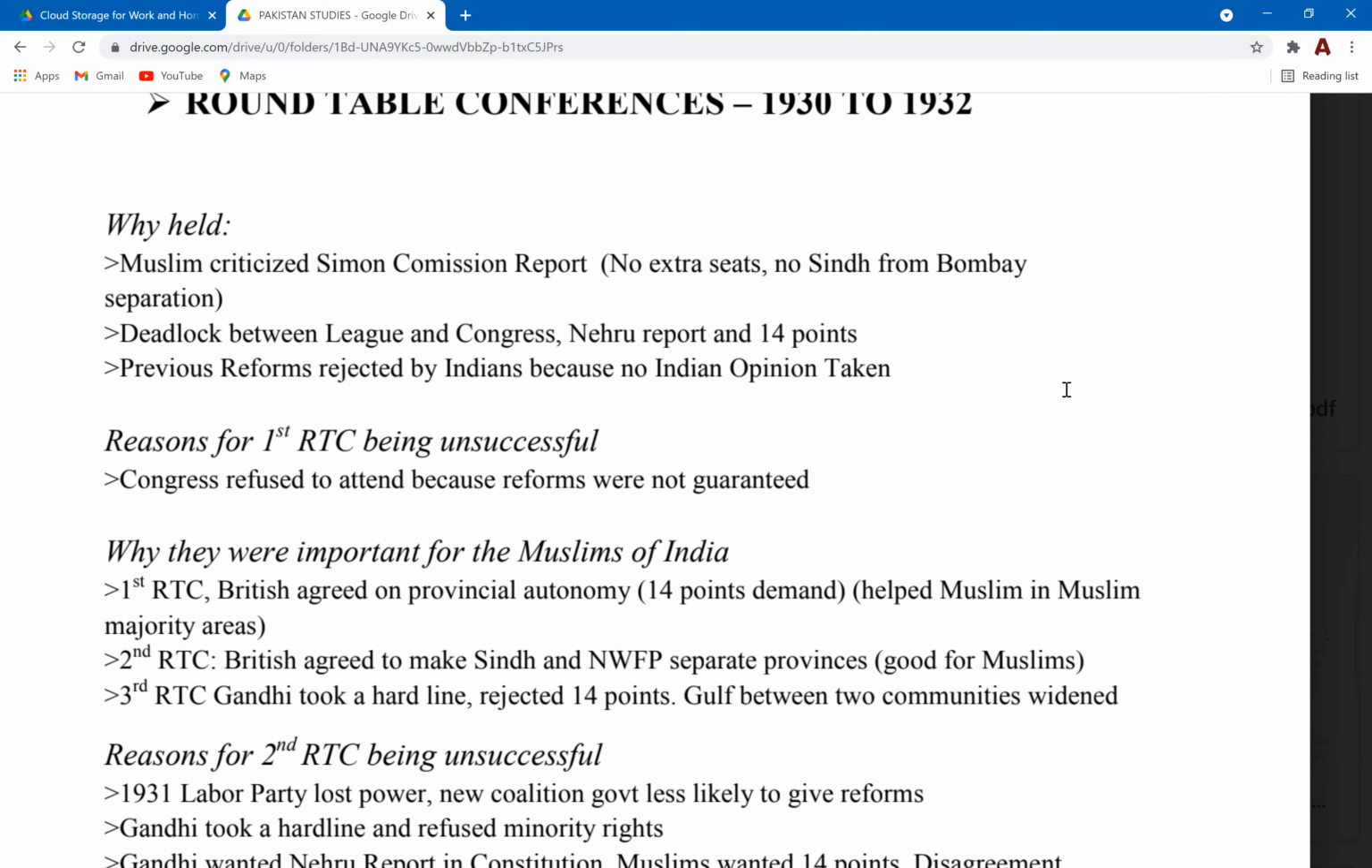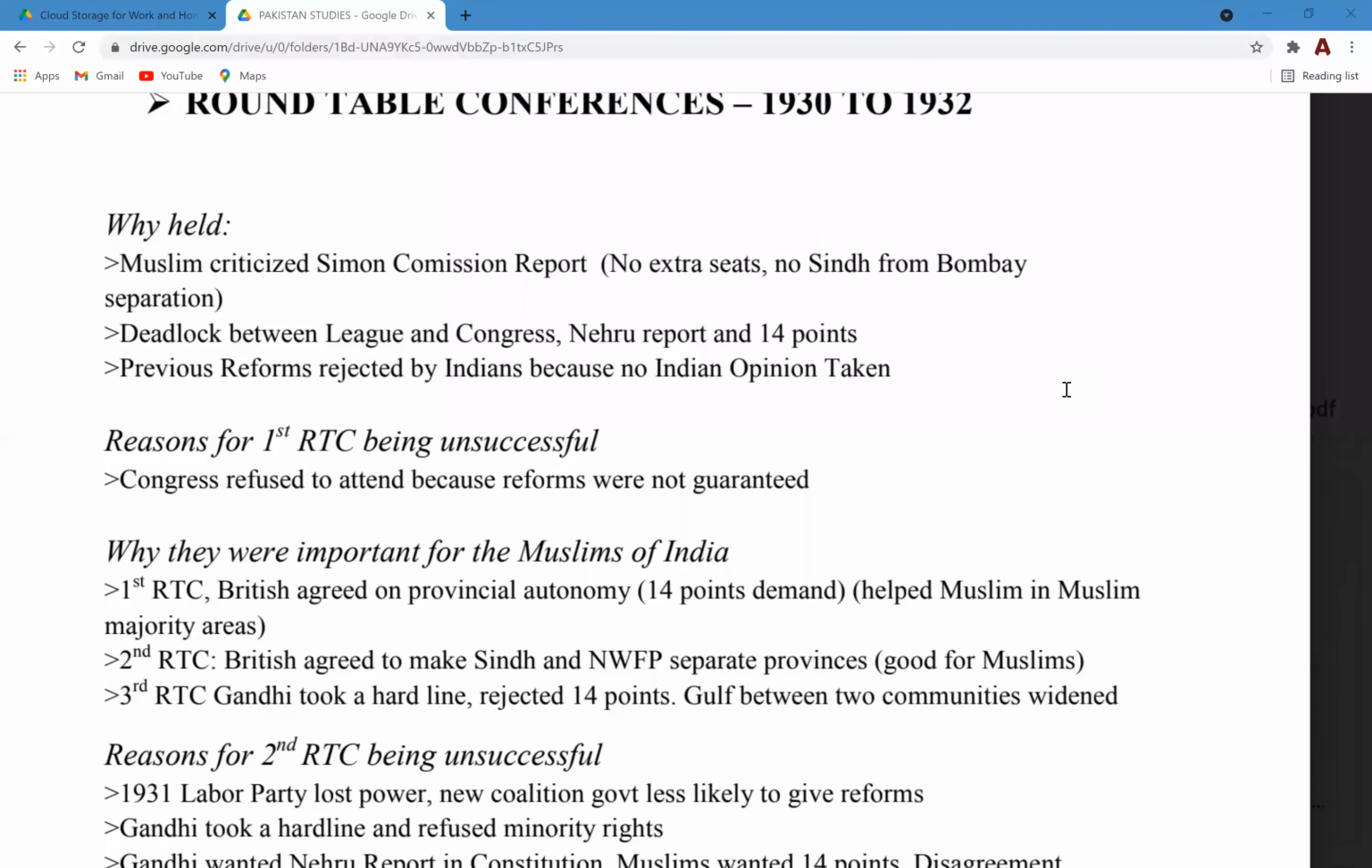All right. So another reason why the roundtable conferences were called was that the Congress and the Muslim League were at a deadlock. The demands of Congress in the Nehru Report were pretty clear. The demands of the Muslim League in the 14 points were pretty clear. And the demands of the Congress and the League were exactly opposite. This was a contradiction, and this was where the deadlock was formed, and the British had to somehow resolve this as well.